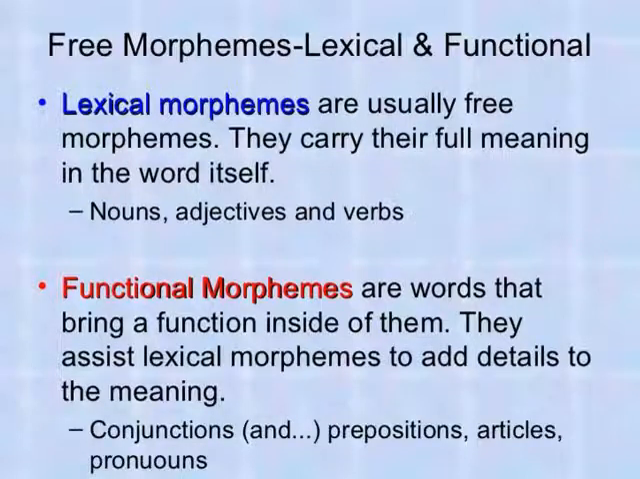They are also unchangeable, because you cannot change those words: conjunctions cannot be changed, prepositions cannot be changed, articles a and the cannot be changed, and pronouns of course cannot be changed. So functional morphemes are used to make function in the sentences. They assist lexical morphemes to add details. For example, if you say book, it doesn't make sense of anything. If you say a book or the book, then it makes sense. So a functional morpheme makes sense of a lexical morpheme.